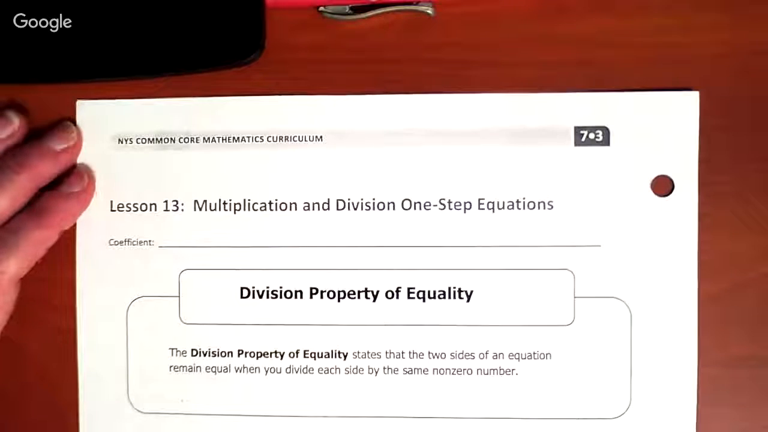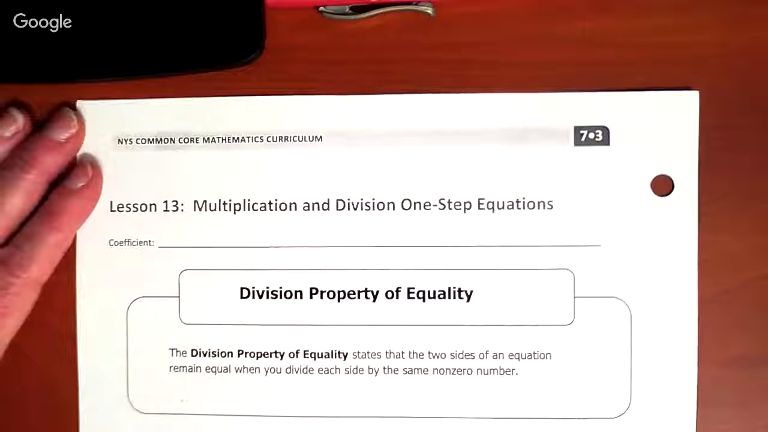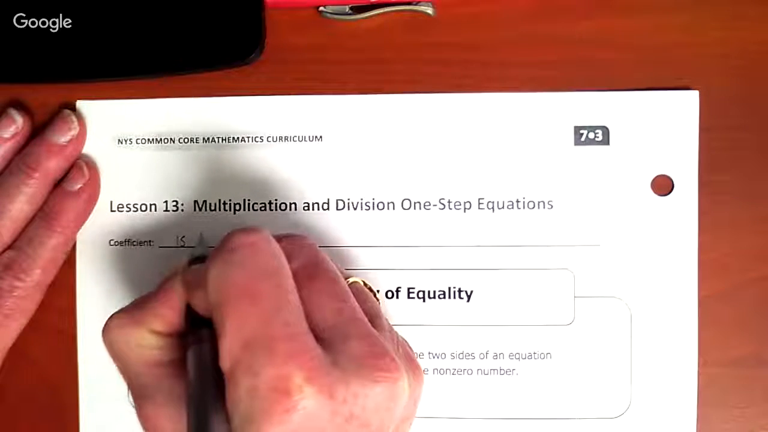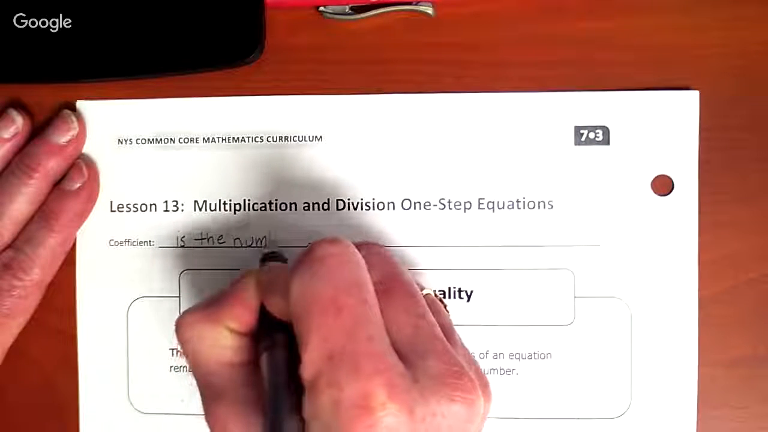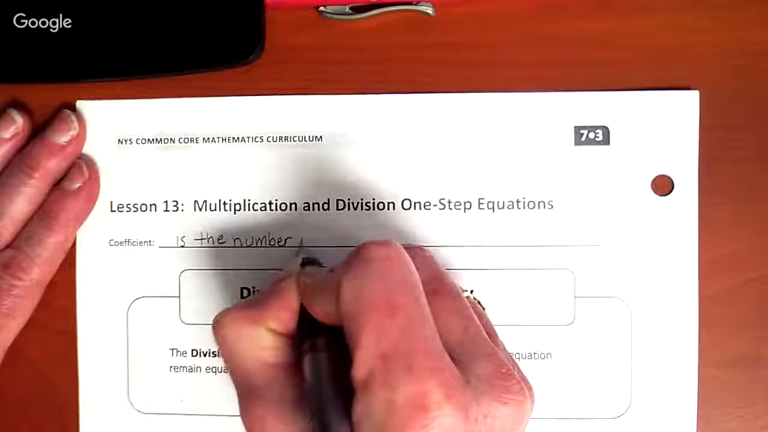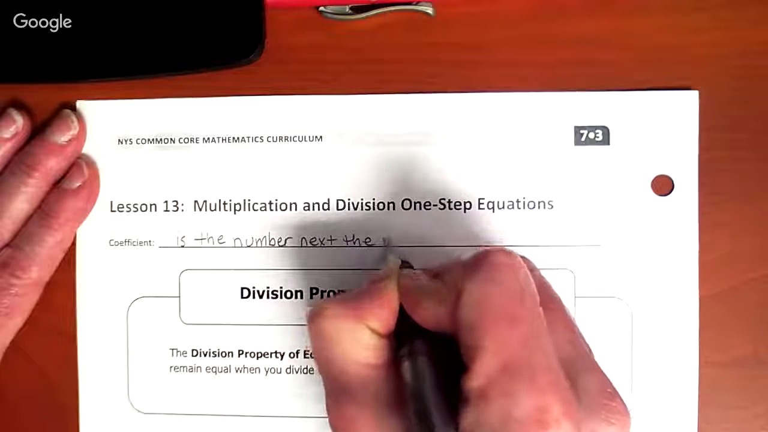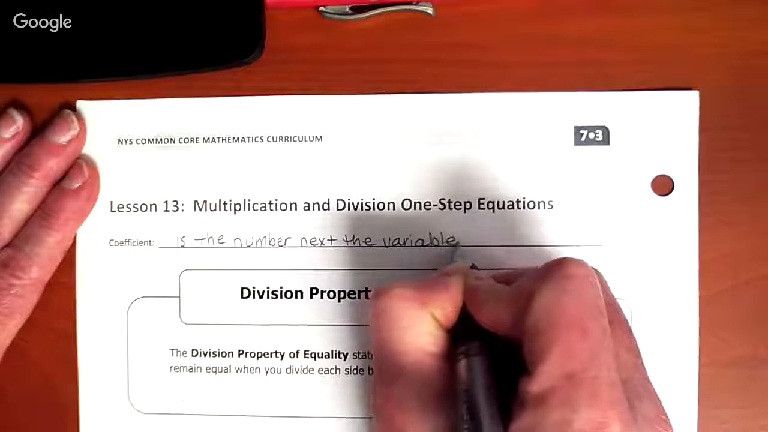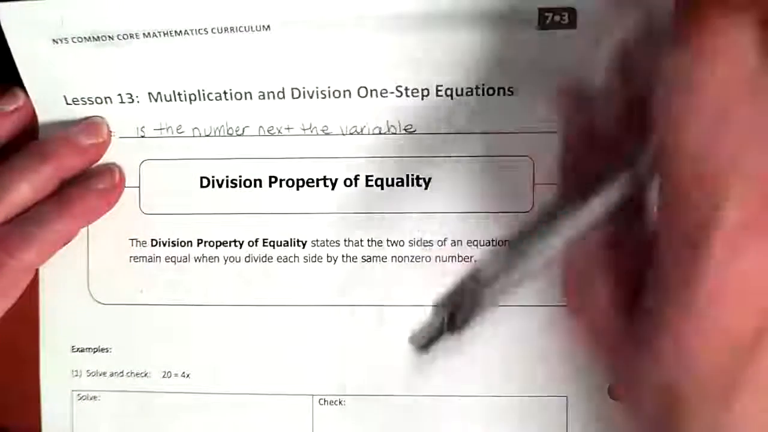This is lesson 13, multiplication and division, one-step equations. Definition of a coefficient: it is the number next to the variable. Okay, division property of equality.